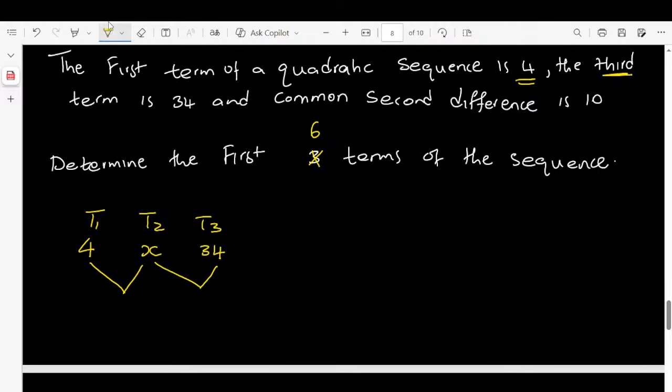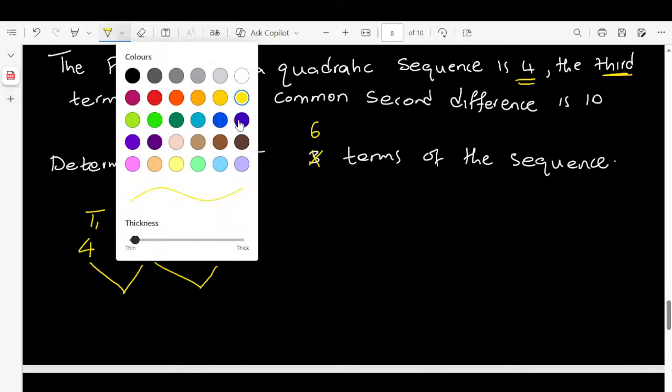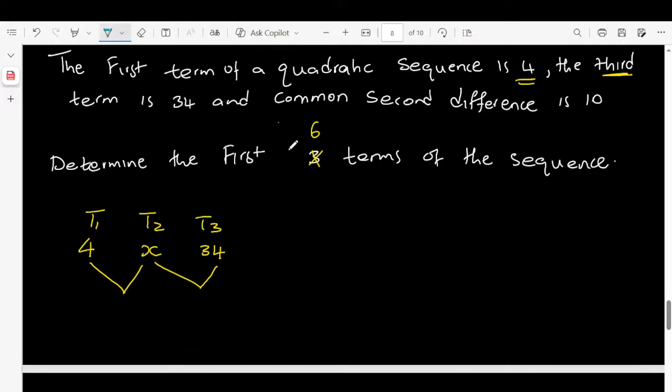Now, the first difference. I need to find the first difference. Then I will also have to find the second difference. So this will be my T2, I need to minus my T1. This will be my T3, I need to minus my T2.